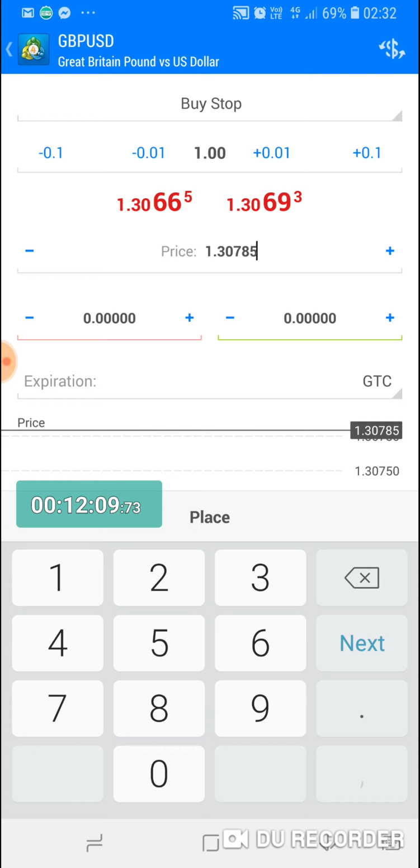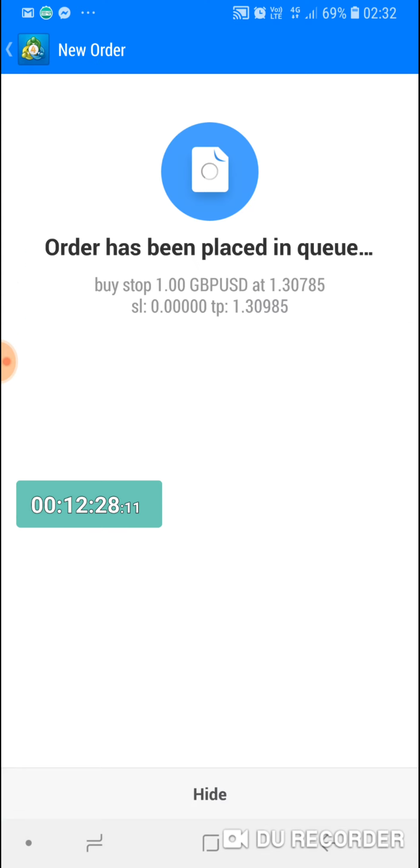Now, when it's like this, 785, you need to go to the take profit and make sure that the first step is to make sure that it matches with the price. You can see they are the same. Then from there, that's when you can actually add 200 points from 30,785 to 30,985. Then you place your order.